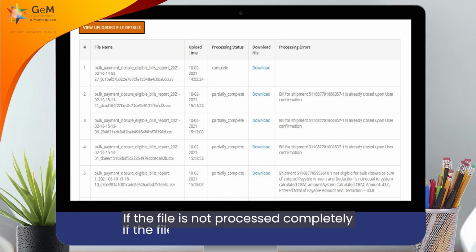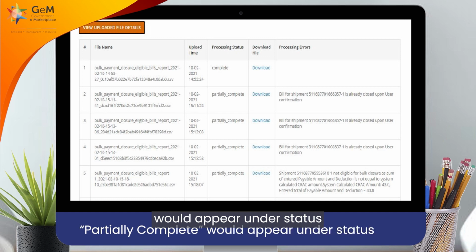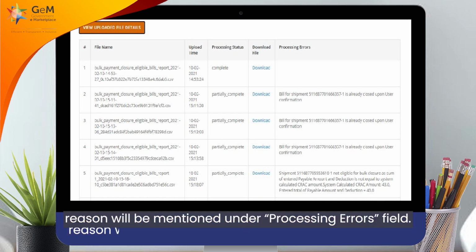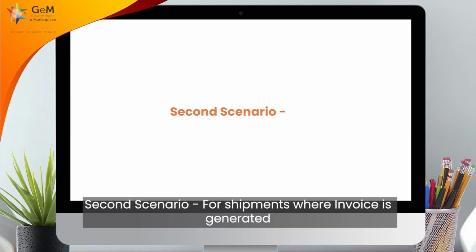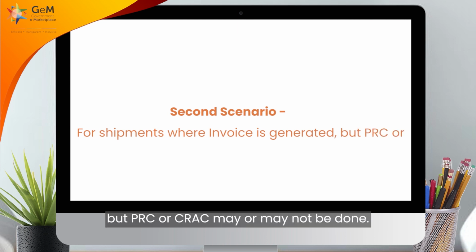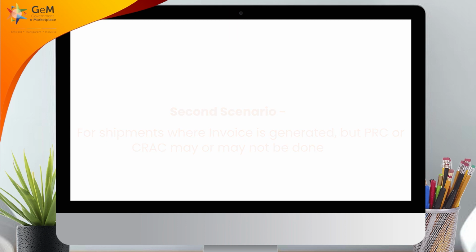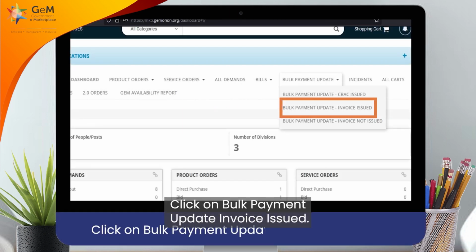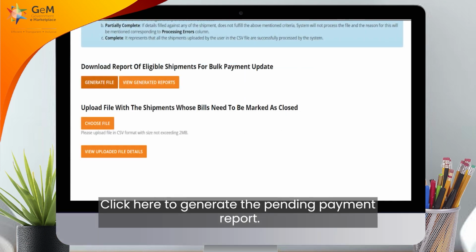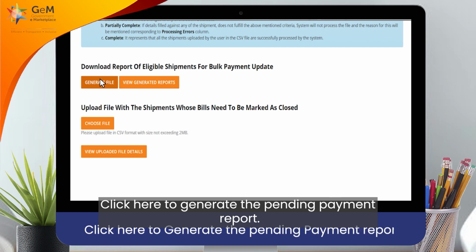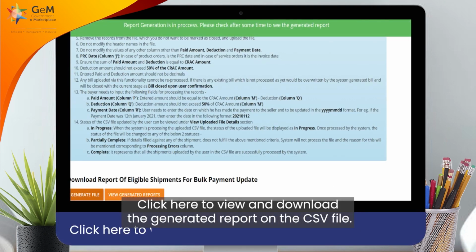If the file is not processed completely, partially complete would appear under status and reason will be mentioned under processing errors field. Second scenario, for shipments where invoice is generated but PRC or CRAC may or may not be done. Click on Bulk Payment Update, Invoice Issued. Click here to generate the pending payment report. Click here to view and download the generated report.